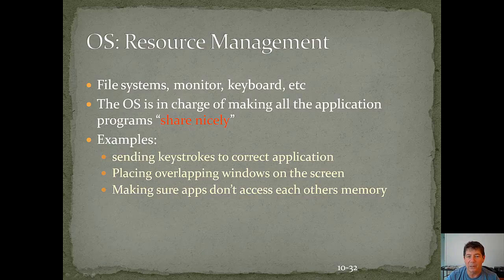So what are examples of this? Sending keystrokes to the correct application, this system of overlapping windows, making sure that apps don't access each other's memory. Remember, we talked about process space. Each process gets its own space, so they can't write into each other's memory. And actually, in the earlier versions of Windows 1, 2, and 3, you could do that.